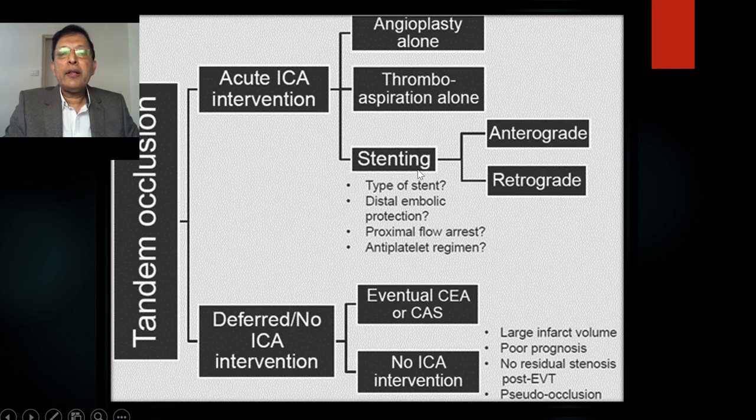And then there are other issues, like what should be the type of stent used, should we use a distal protection device, should we use a proximal flow arrest, and what should be the optimal antiplatelet regime. Now the second decision that has to be taken is whether the internal carotid artery stenting has to be deferred, or you don't do anything for the internal carotid artery and eventually take the patient for a carotid endarterectomy or carotid artery stenting, or decide that the patient doesn't need an internal carotid artery intervention.